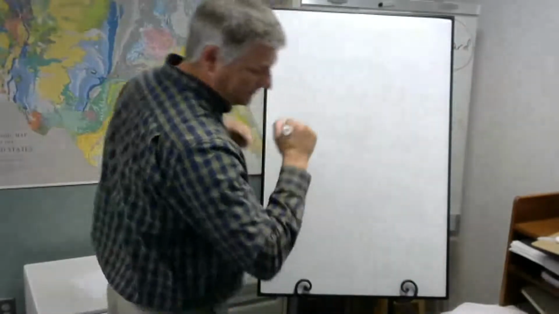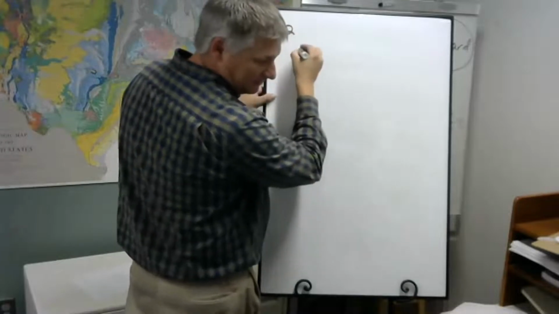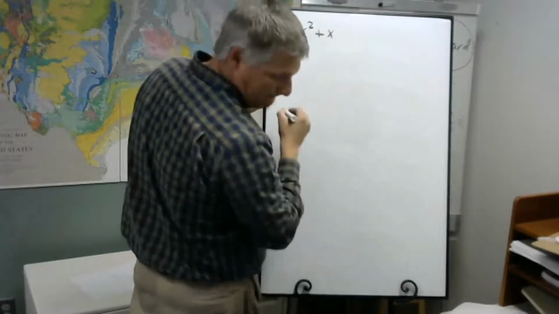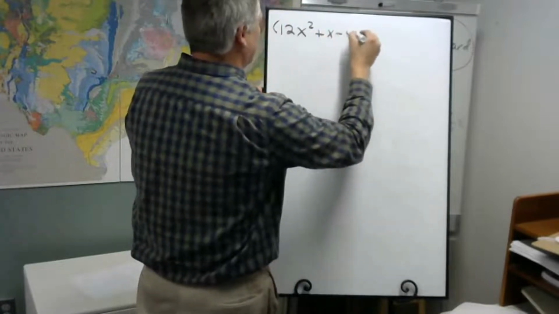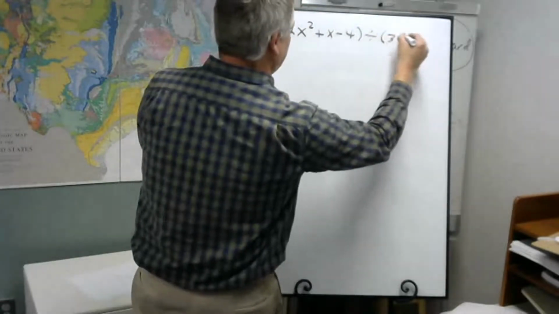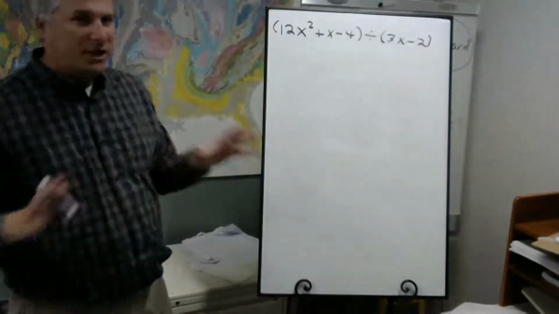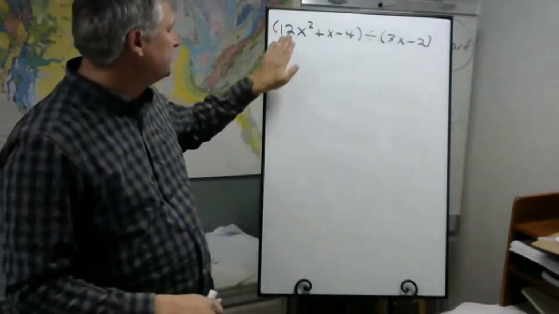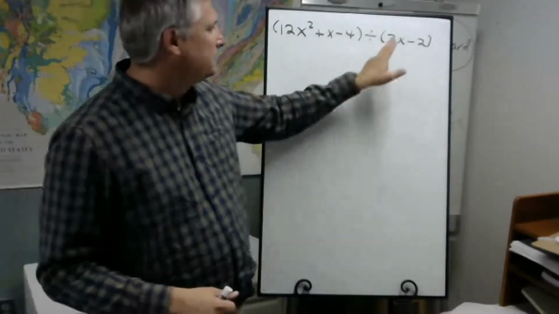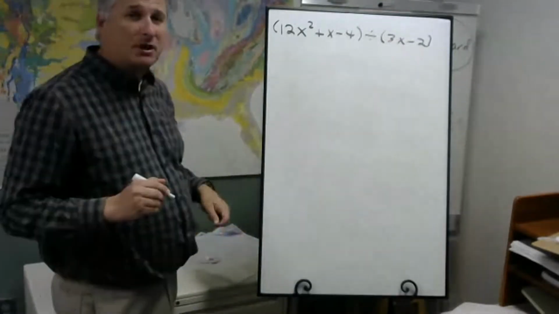So let's say we have this. So let's check, make sure they're in standard form. Degree 2, degree 1, degree 0. Okay, that one's good. Degree 1, degree 0. Cool, perfect. Put them in long division form.